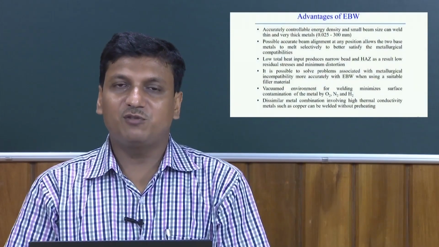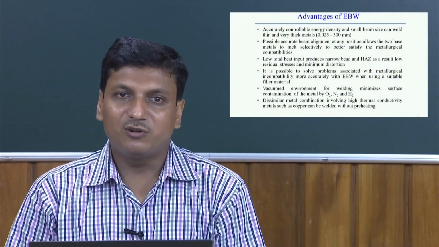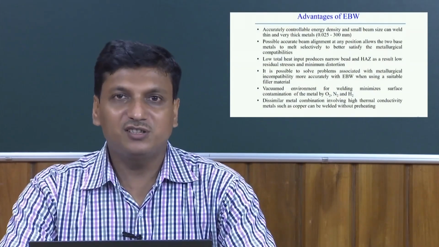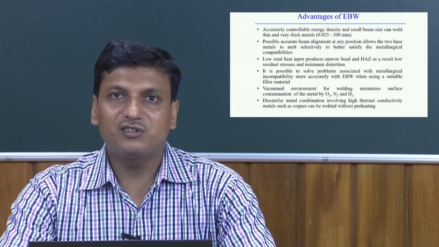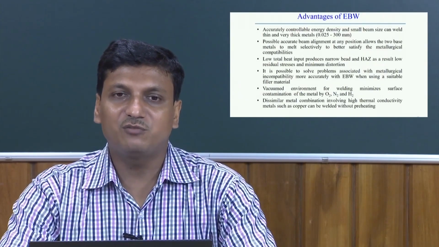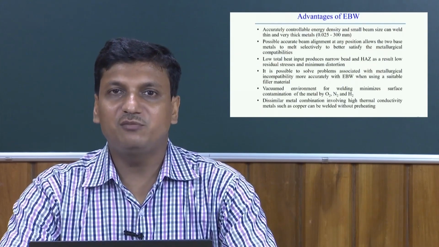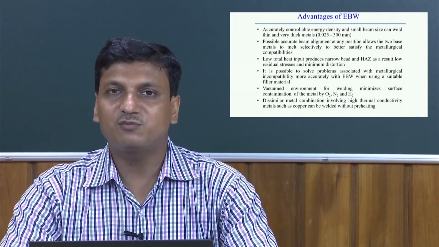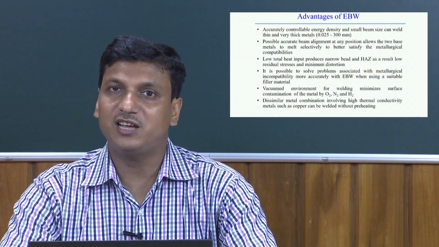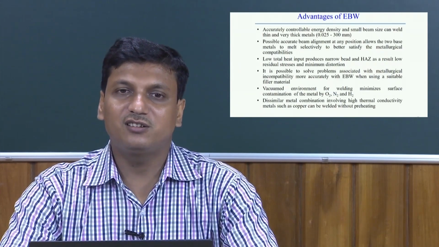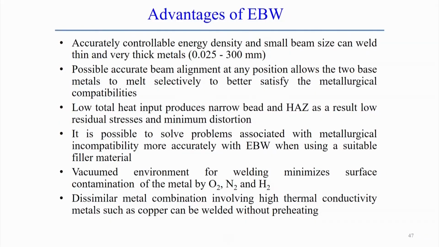That means it is possible to weld 0.025 millimeter material, and in this case we need to control the electron density or energy input to the substrate material. At the same time, it is possible to weld 300 millimeter thickness. So, huge thickness is possible using the electron beam welding process, which may not be possible with other arc welding processes or laser welding.